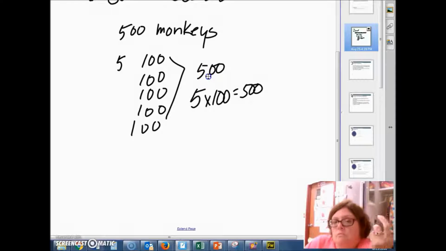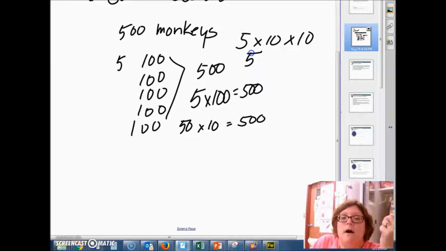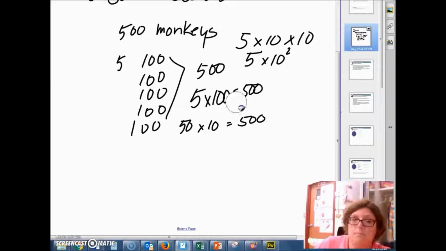Now, we like to use powers of 10. So we could say 50 times 10. That would also equal 500, right? If we have 5 times 100, 100 when we write it as a power of 10 is 10 times 10, right? So we could say 5 times 10 times 10. If we shorten that up, we have 2 sets of 10s, 5 times 10 to the second. And we get 500. Okay?